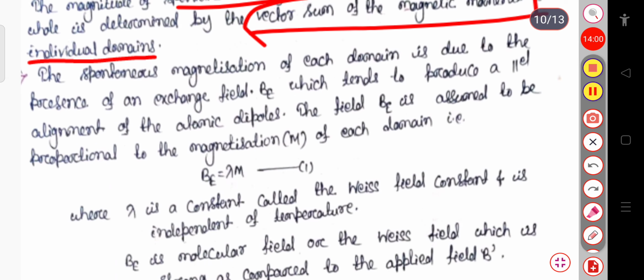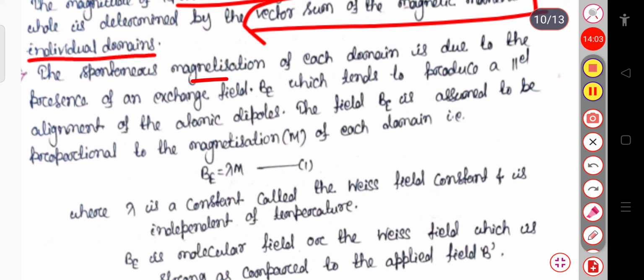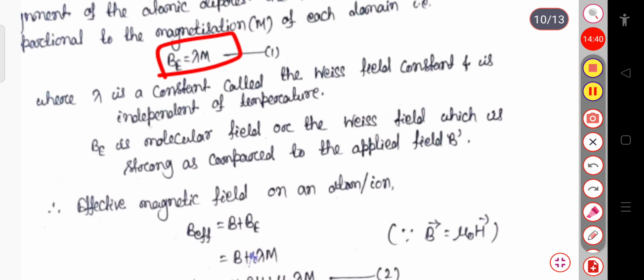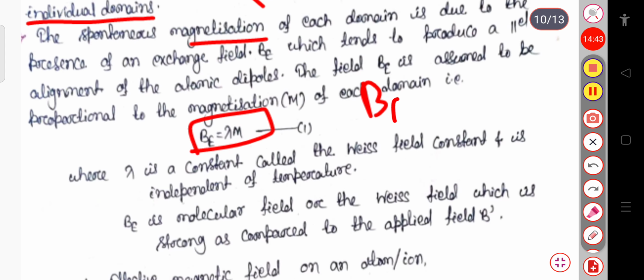Now the next hypothesis is that the spontaneous magnetization of each domain is due to the presence of an exchange field. Suppose BE is this field, which tends to produce a parallel alignment of the atomic dipoles. The field BE is assumed to be proportional to the magnetization of each domain. So here there are the 2 hypotheses. The second hypothesis says that the spontaneous magnetization of each domain is because of this field, and that field is directly proportional to the magnetization M.